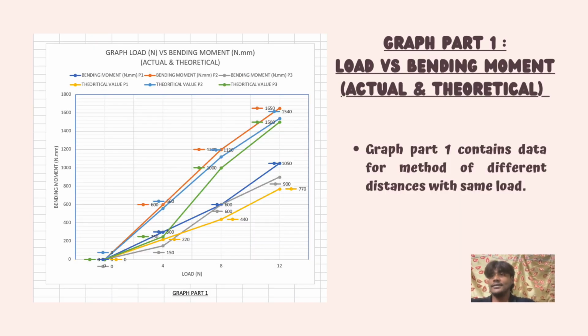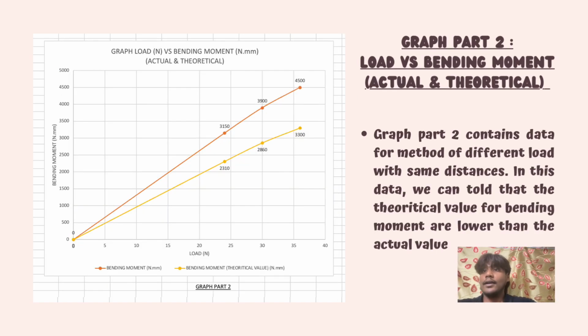This is graph 1. Graph 1 is load versus bending moment, actual and theoretical. Graph part 1 contains data for the method of different distance with same load. This is graph part 2. Graph part 2 is a graph of load versus bending moment, actual and theoretical. Graph part 2 contains data for the method of different load with same distance. In this data, we can tell that the theoretical values for bending moment are lower than the actual values.